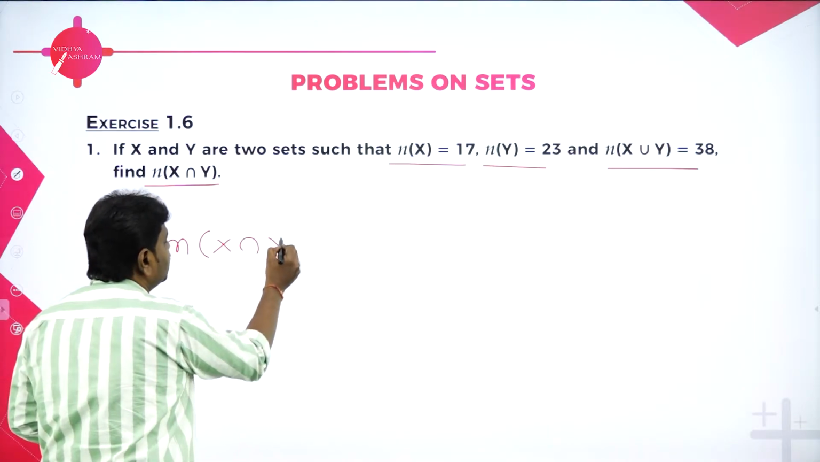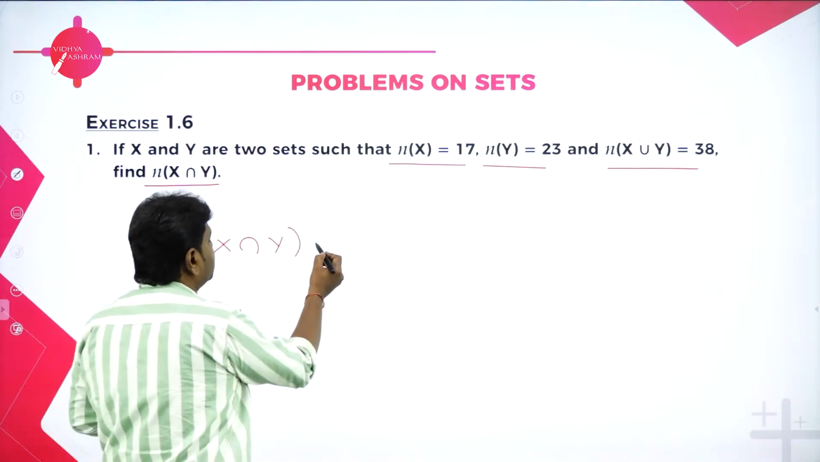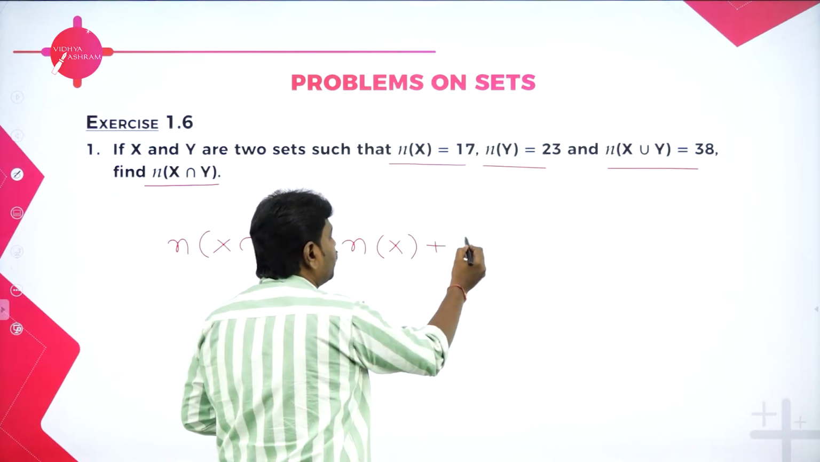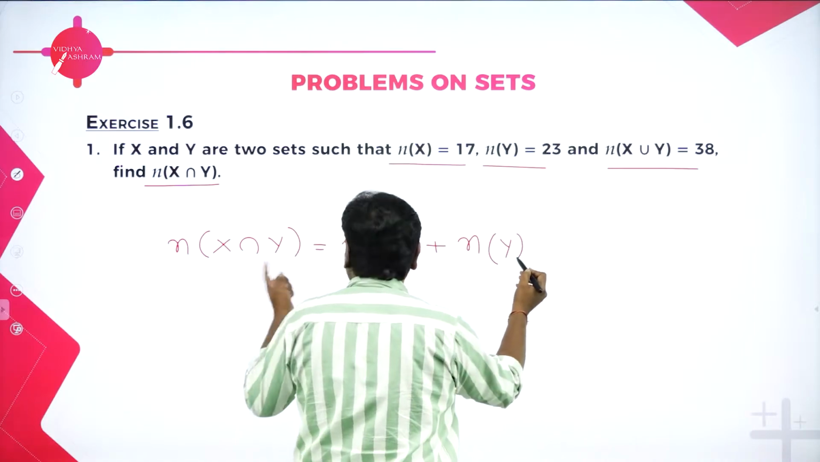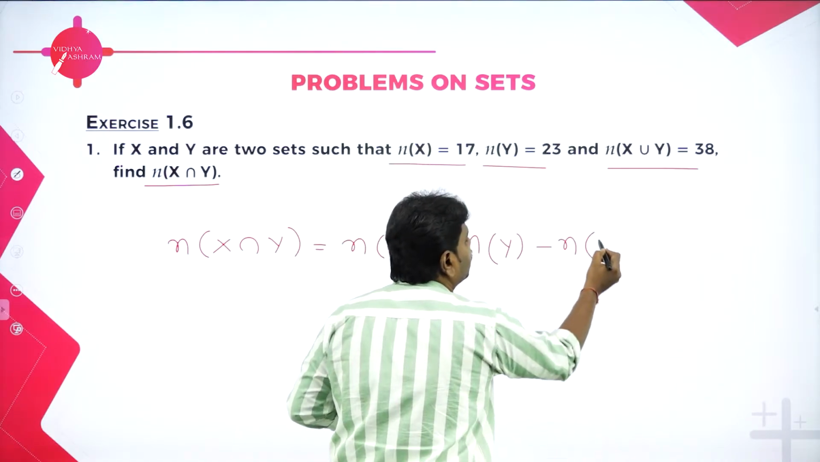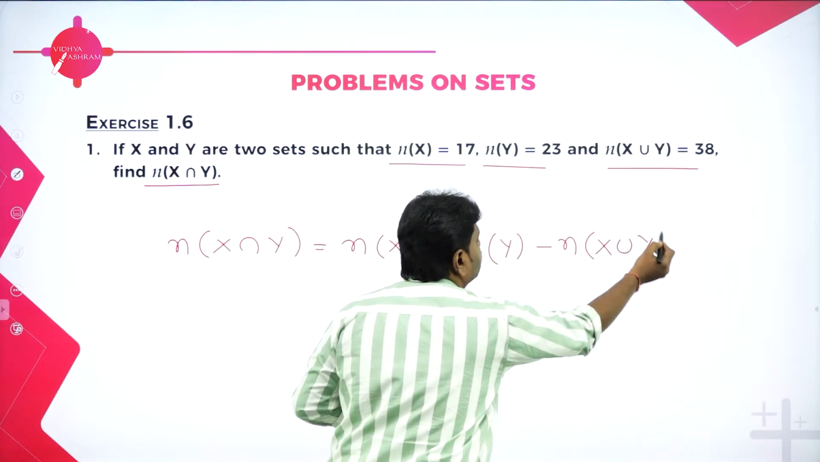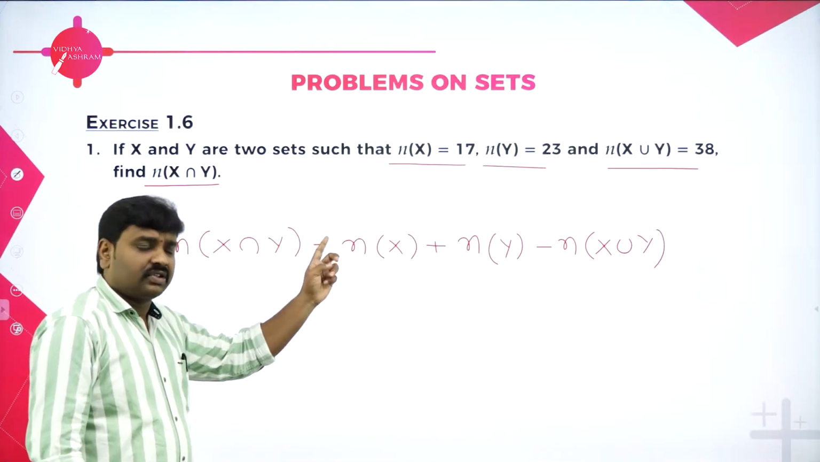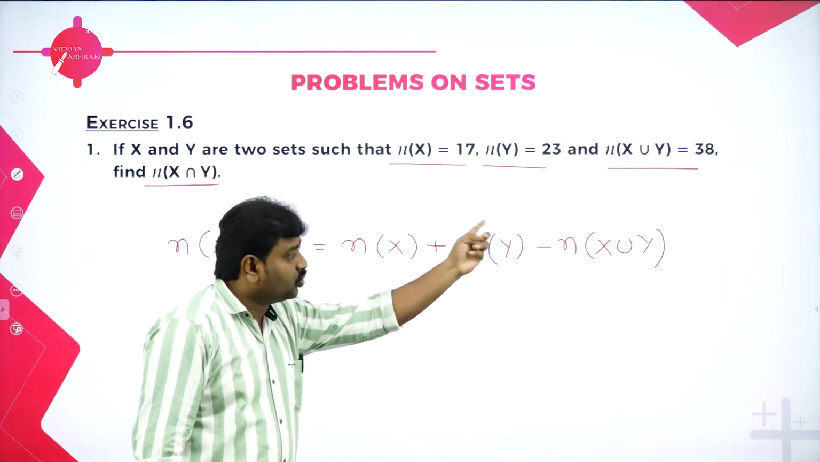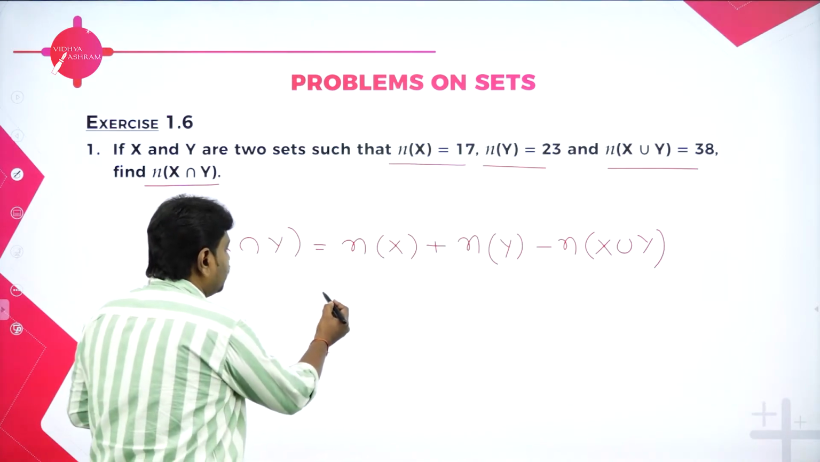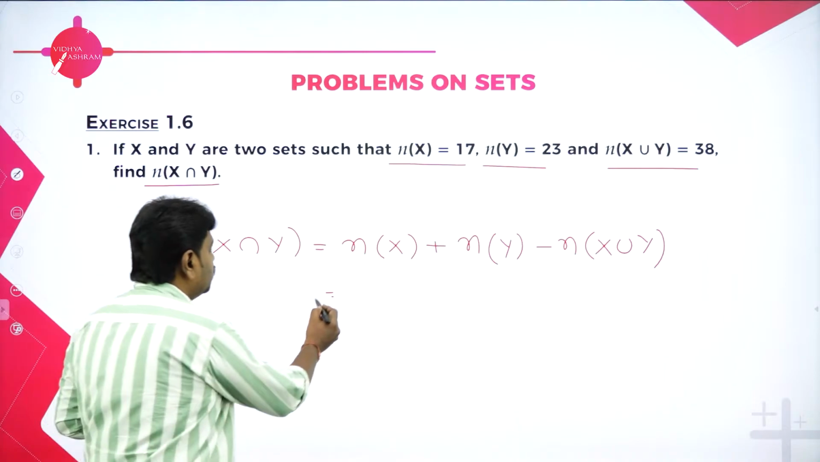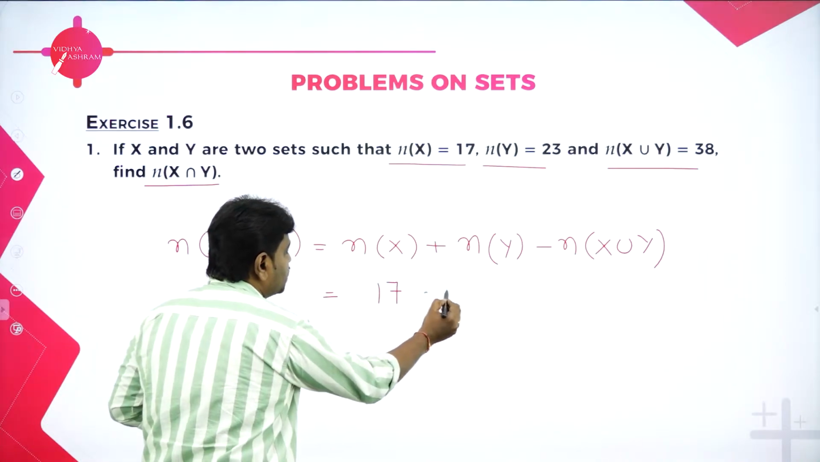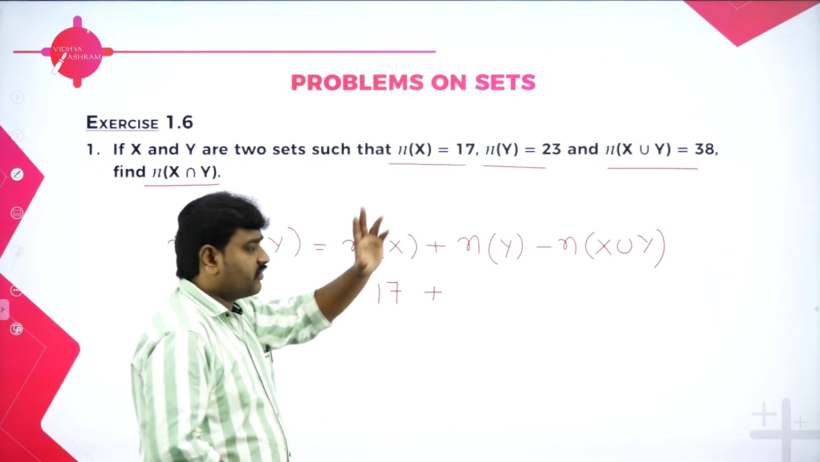What is n of x intersection y? n of x intersection y is n of x plus n of y minus, if you want intersection, subtract what? Union. n of x union y, that's it. So the formula for n of x intersection y is n of x plus n of y minus n of x union y. All the values are given, so substitute and get the value. Now n of x, what is n of x given? 17 plus n of y, what is n of y given?